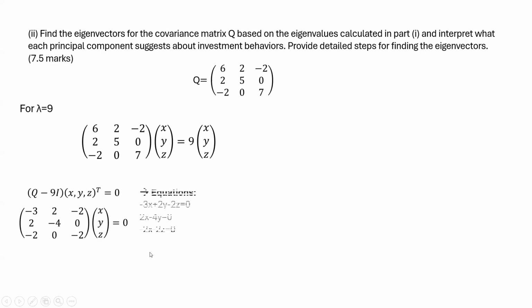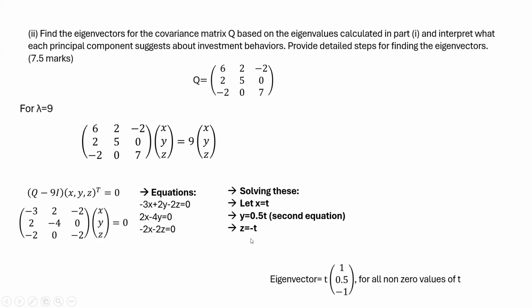You create the equations. The equations will be 3x minus 3x plus 2y minus 2z, etc. When you end up with the equations, you solve them again. x equals t, so you sub into the other equations. If you sub it in here, you end up with y is 0.5t. If you sub it in here, you end up with z equals minus t, and then you turn that into a vector. That means t outside (1, 0.5, -1), for all non-zero values of t. So that's the eigenvectors.